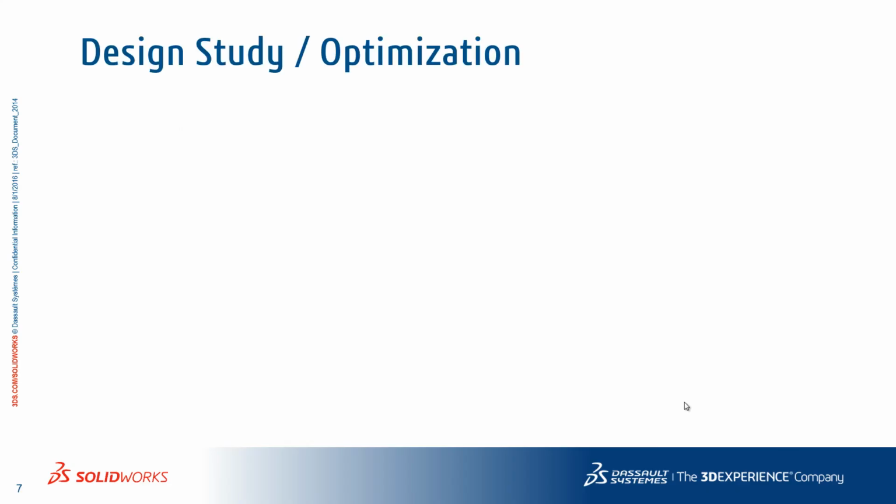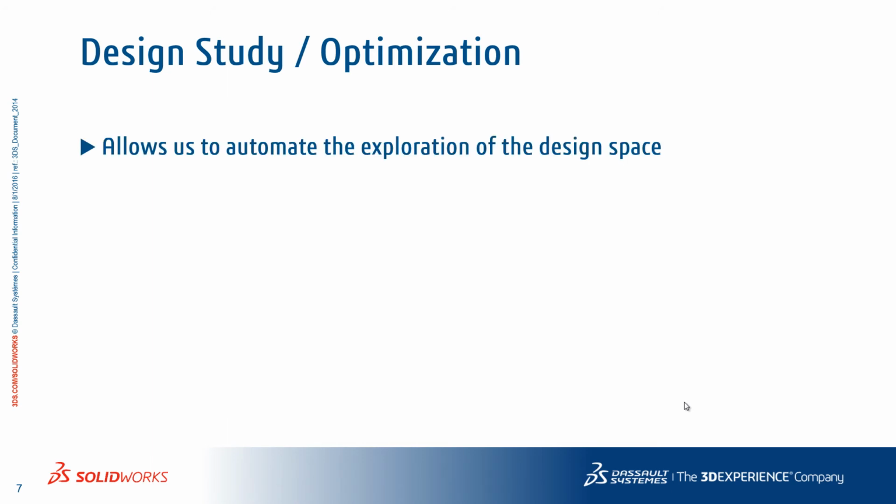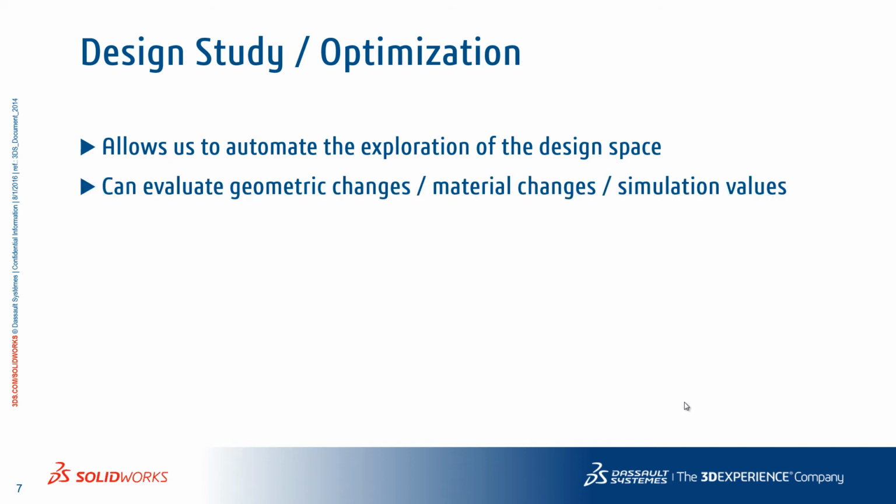And finally, we've got design studies and optimizations, and I group them together because the interface is basically the same. This is where it really allows you to automate the exploration of your design space. What does that mean, right? It means that you can evaluate geometric changes, material property changes, simulation values like forces or any applied loads, where maybe you want to run a sweep and see how that changes displacements or stresses. It doesn't have to be linear, it can be nonlinear in nature, and can be across different studies.